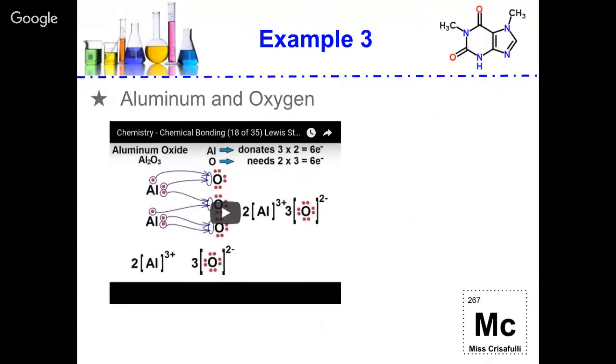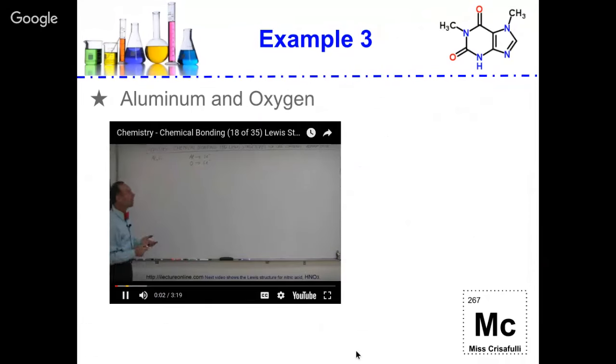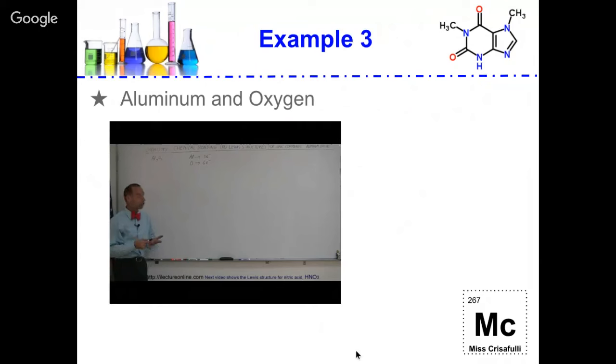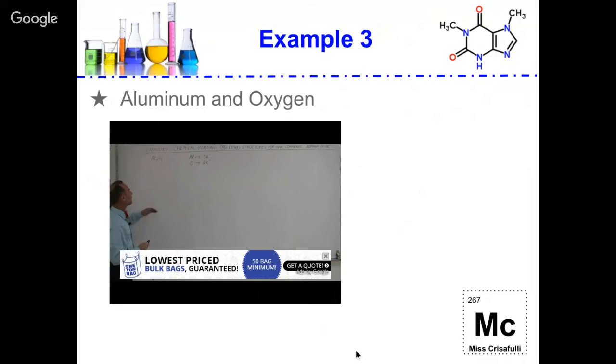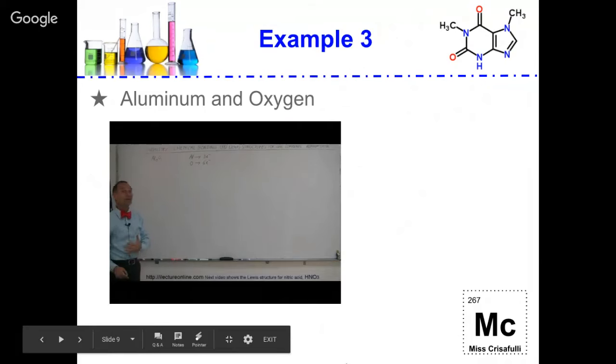Let's look at the last example, aluminum and oxygen. Here's a third example of how to put together a Lewis structure for an ionic compound. In this case, we're going to talk about aluminum oxide. And notice the way the molecule is put together. We have 2 aluminum atoms and 3 oxygen atoms. It'll become apparent very quickly why that is so.